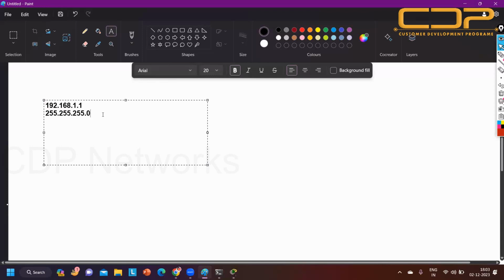To find the network ID, you need to convert the IP address and subnet mask into binary. Then you need to perform an AND operation on the subnet mask and your IP address to get the network ID. Like if I convert 192 into binary, what will the binary of 192 be? 11000000. This is the binary of 192.